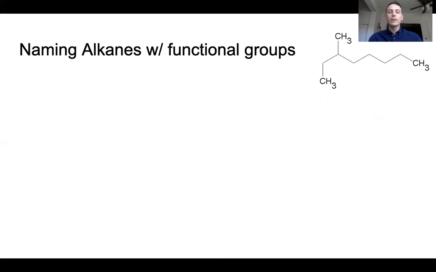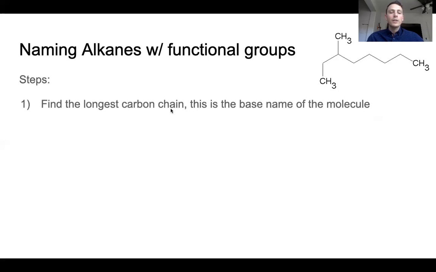So, naming alkanes with functional groups, I like to give you the steps to follow, so here are the steps. We find the longest carbon chain, and this is the base name of the molecule. If you look at this molecule, the longest possible continuous chain would be 1, 2, 3, 4, 5, 6, 7, 8 carbons. Our prefix for 8 is oct. This is an alkane, so it's only single bonds, so octane would be our base name of this molecule here.